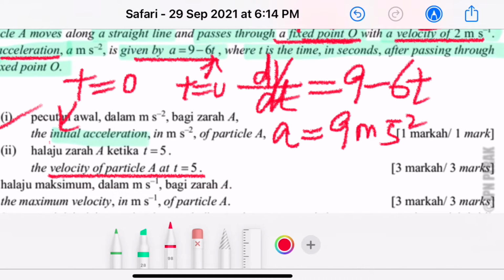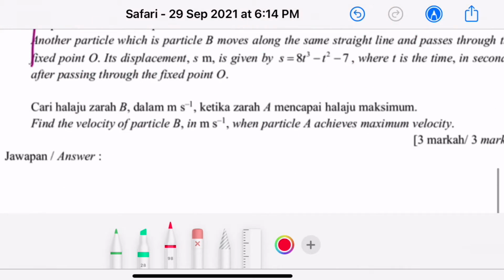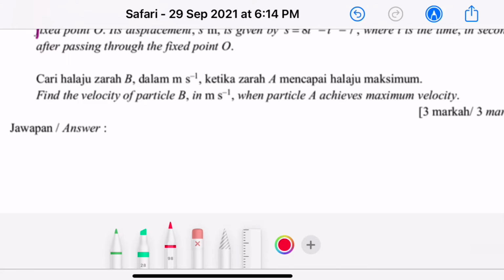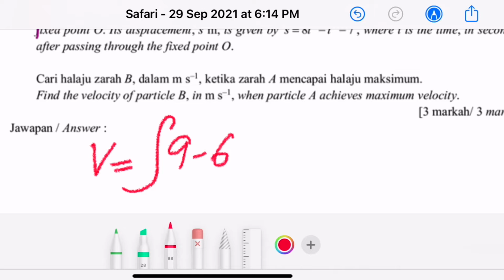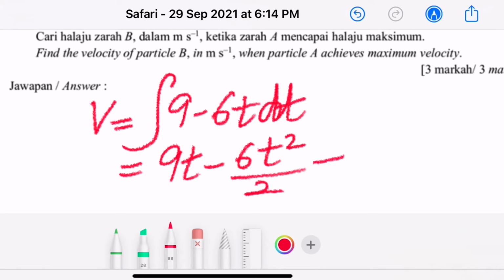When t equals 5, what is the velocity? Before that, we need to have the velocity function by integrating the acceleration. Now let's do it here. Velocity is the integration of the acceleration given. So if we integrate 9, we get 9t. We integrate 6t, we get 6t squared over 2. Don't forget to add the c.